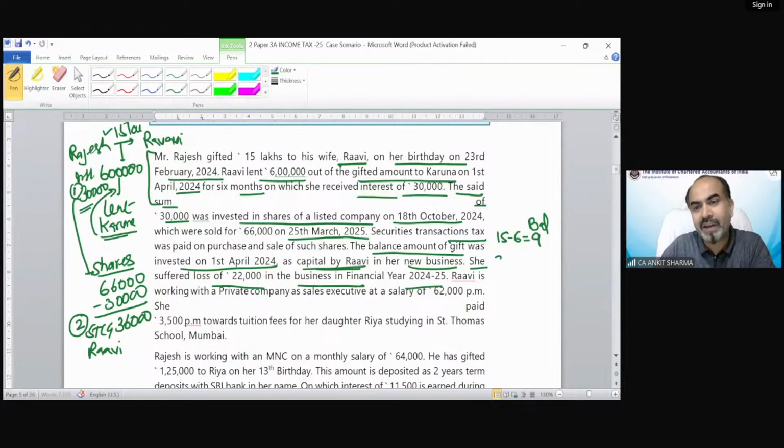So now the third income of Ravi is PGBP. We are not discussing right now whether it's going to be clubbed or not. We are just finding out the income from the specific transaction.